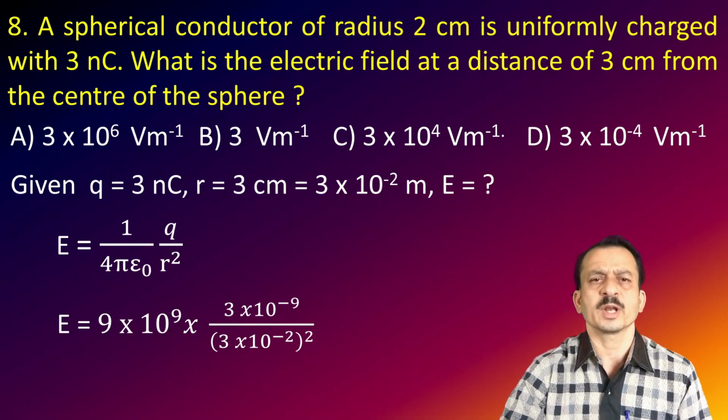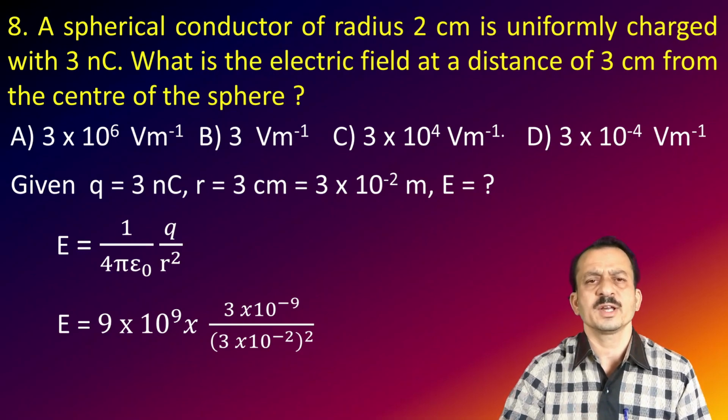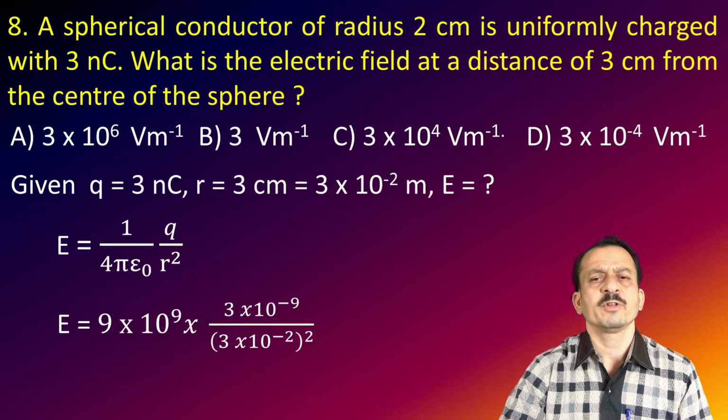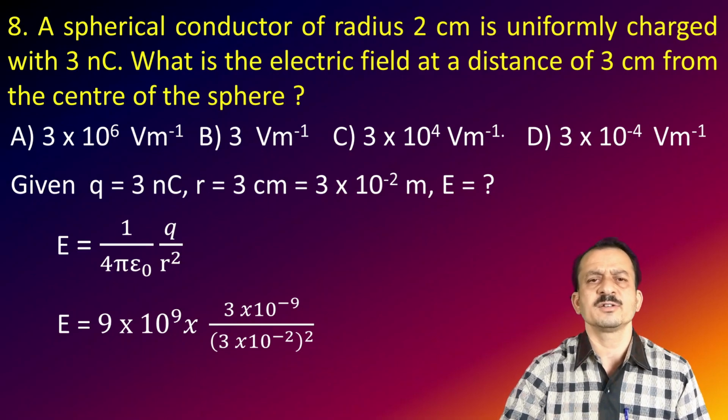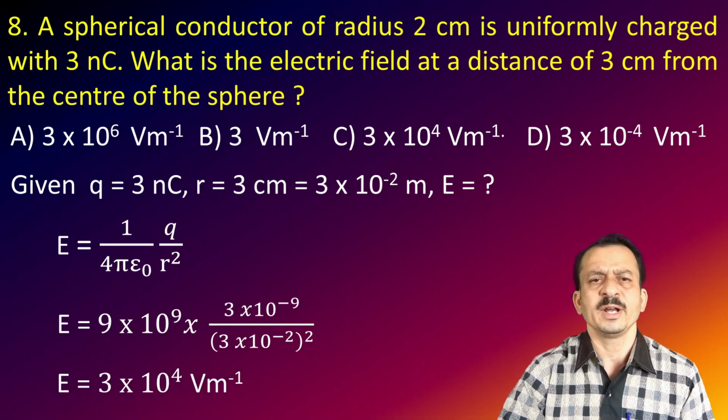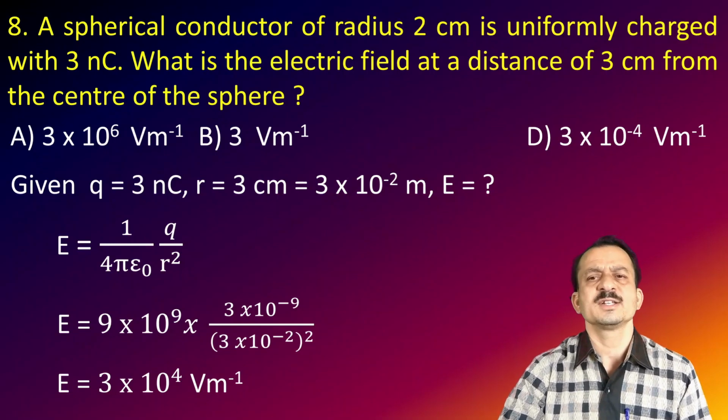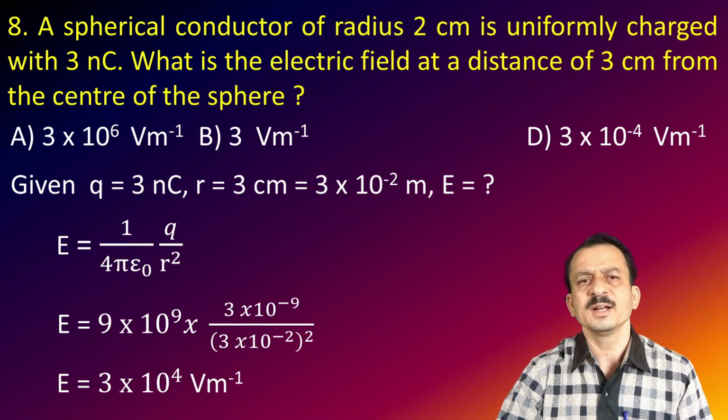Now 3 square is 9, 9 gets cancelled. Therefore, we are left with 3 into 10 to the power of plus 9 and minus 9 also gets cancelled. In the denominator, we have 3 into 10 to the power of minus 4. If I take it to the numerator, it becomes 3 into 10 to the power of plus 4 volt per meter. Therefore, C is the answer. 3 into 10 to the power of plus 4 volt per meter.